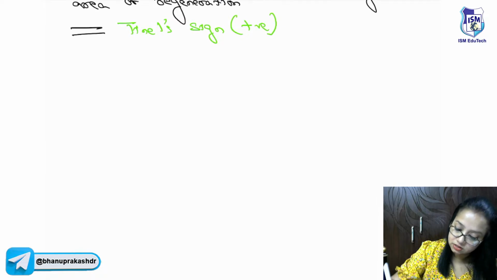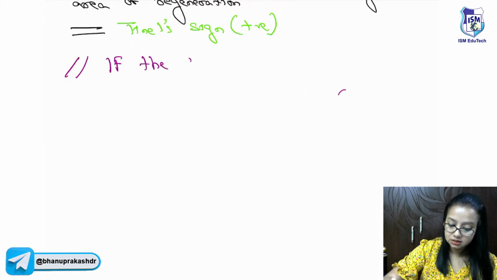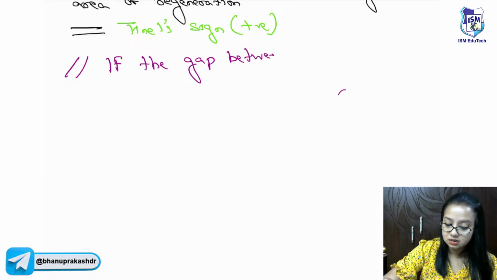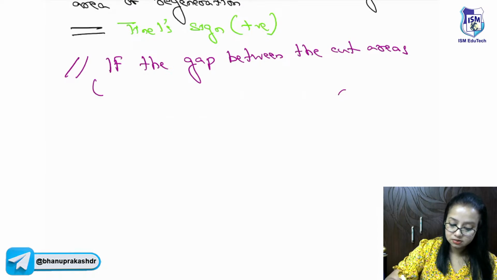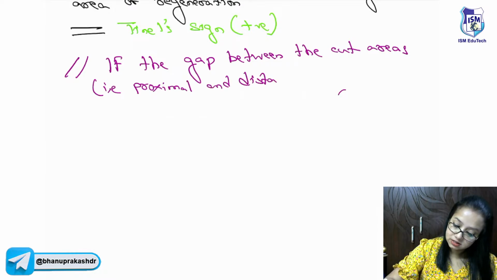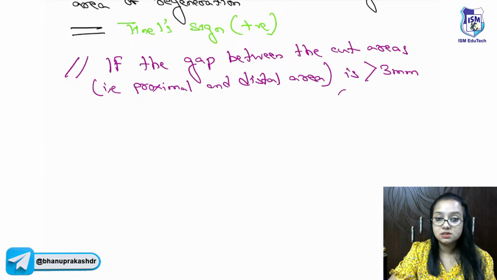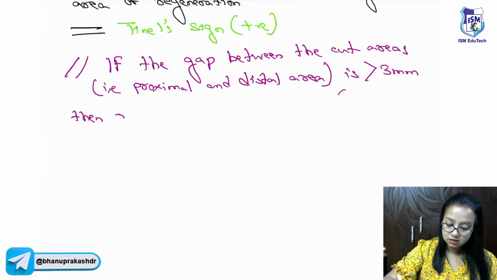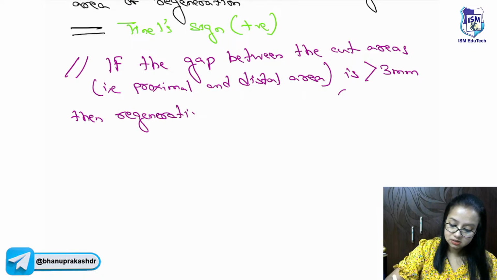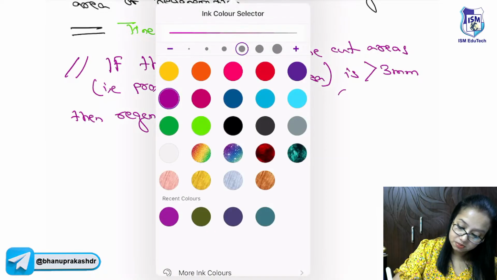Now, what is the applied aspect of it? The applied aspect is that if the gap between the cut areas, that is proximal and distal area, is greater than 3 millimeter, even if it is in the peripheral nervous system nerve, even if the person is a young healthy individual, then regeneration goes wrong. Okay.